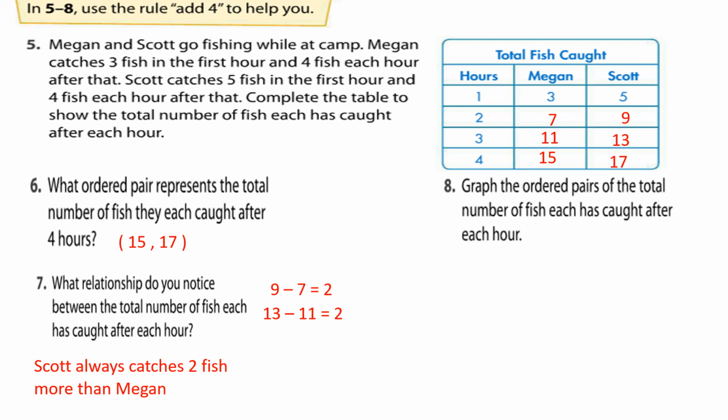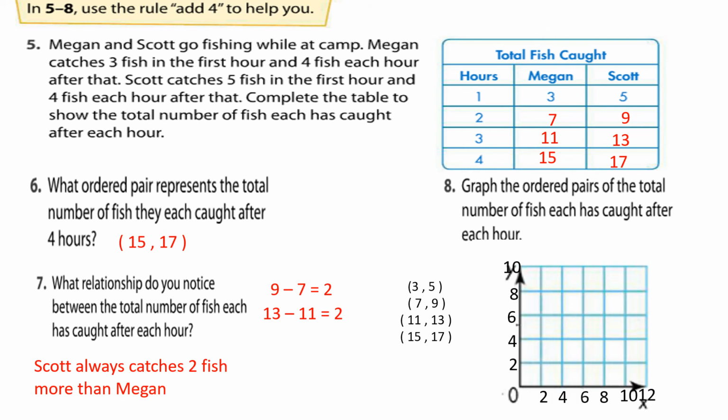Question 8. It says graph the ordered pairs of the total number of fish each has caught after each hour. I'm going to graph them easily. I'm going to graph those ordered pairs, which are 3 and 5, 7 and 9, 11 and 13, 15 and 17, of course, from that table. So I'm going to graph those points easily on that coordinate grid. Firstly, 3 and 5, so I'm going to put a point which is opposite to 3 on x and to 5 on y.